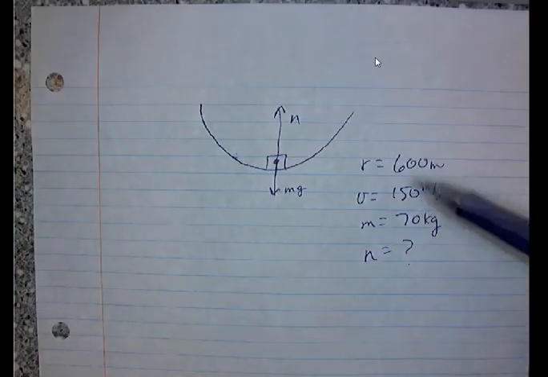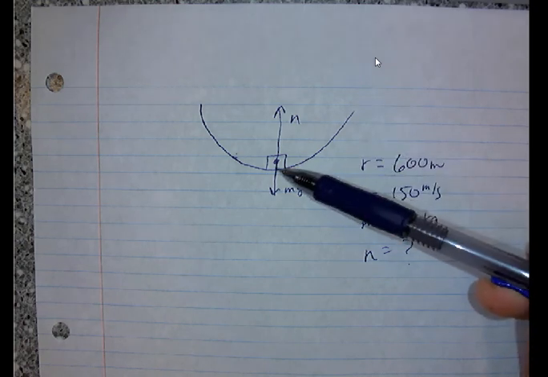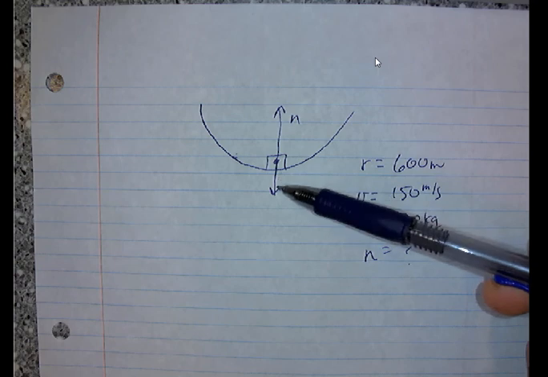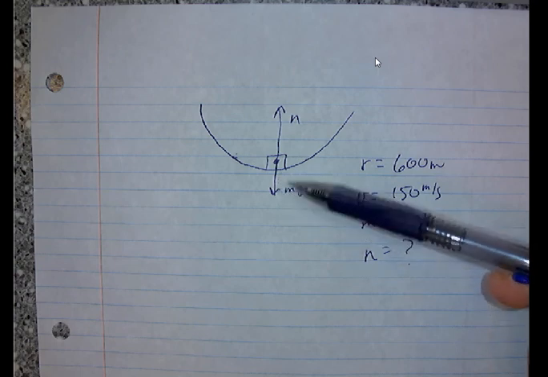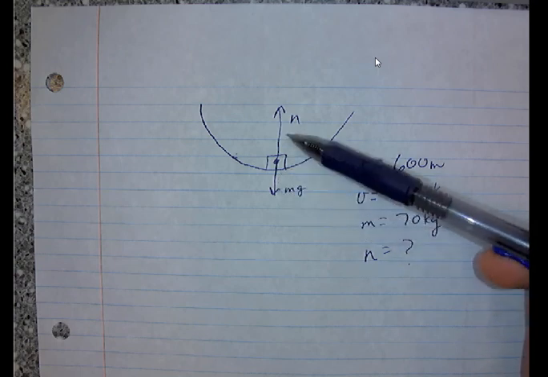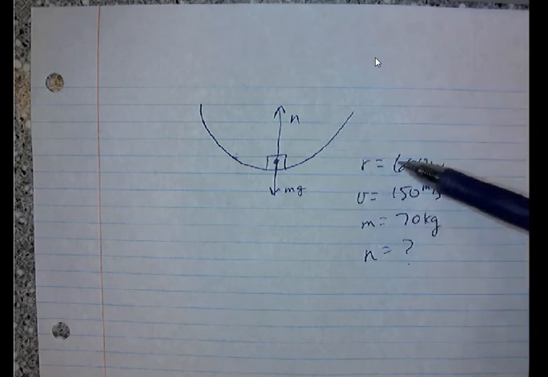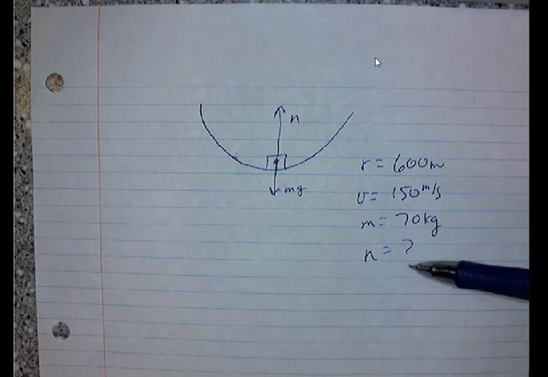Here's the free body diagram at this location. And notice I'm drawing the normal force bigger than the weight. There has to be a net force towards the center, so the normal force has to be bigger than mg. The radius that we're going through is 600 meters. Here's the speed, here's the mass. And they're saying, what is the apparent weight? In other words, how much is the normal force?